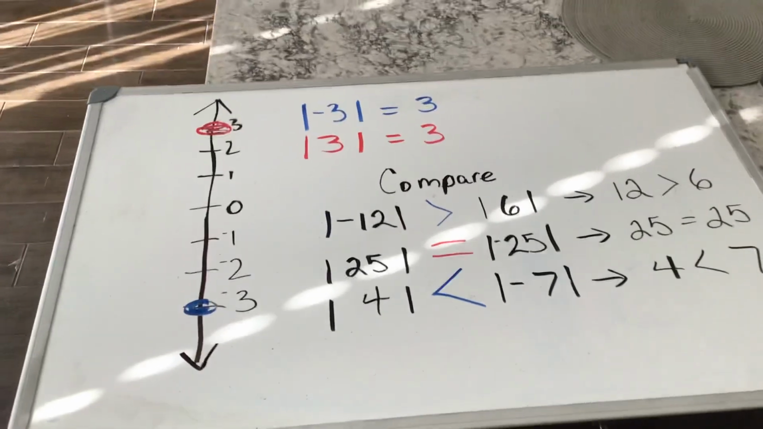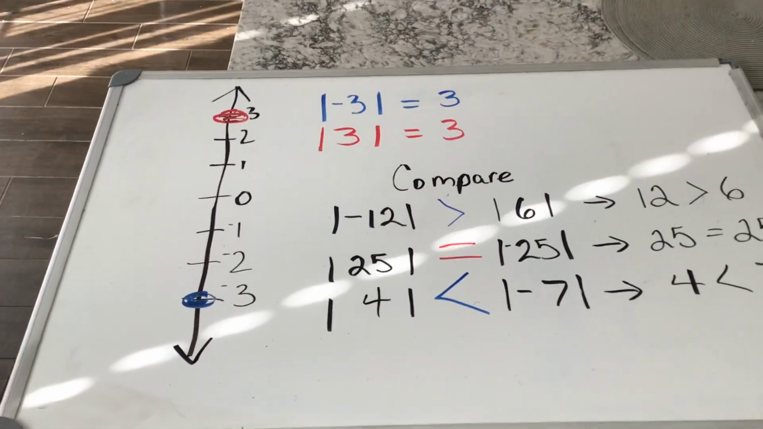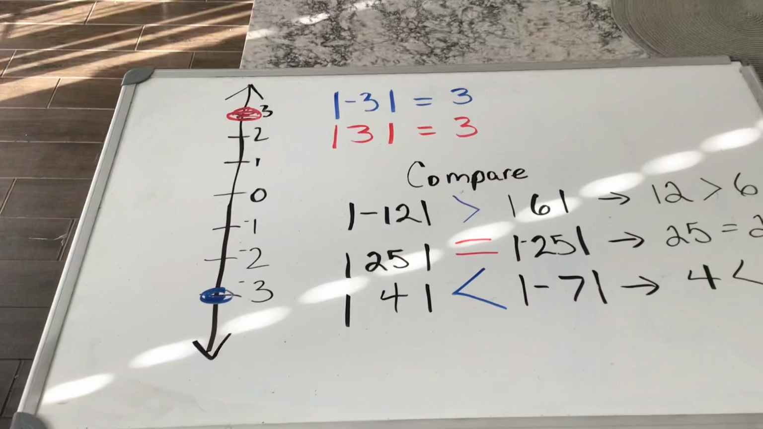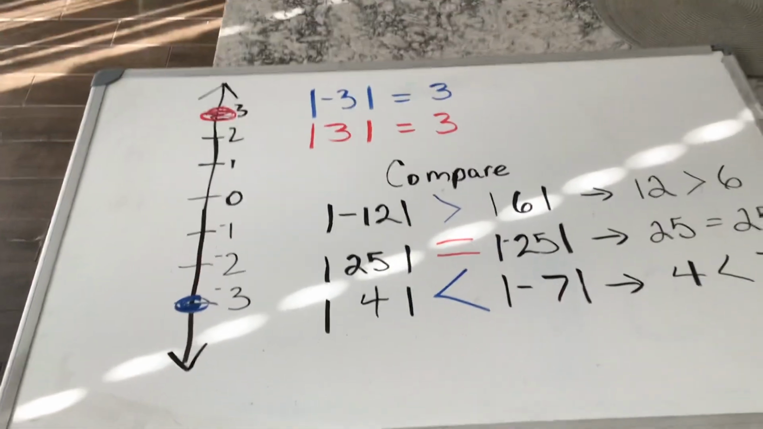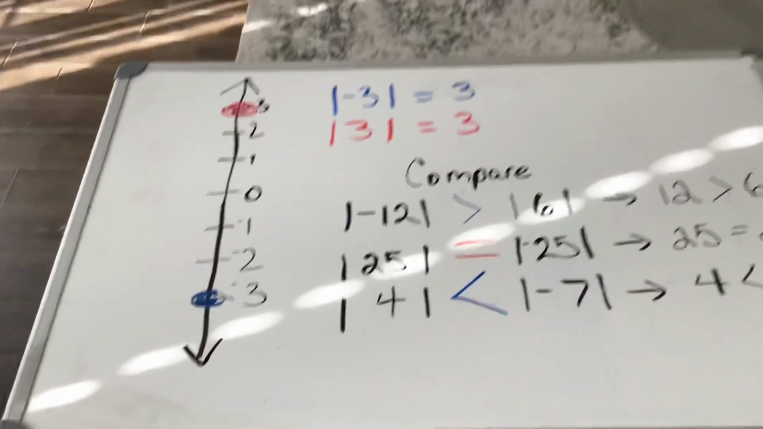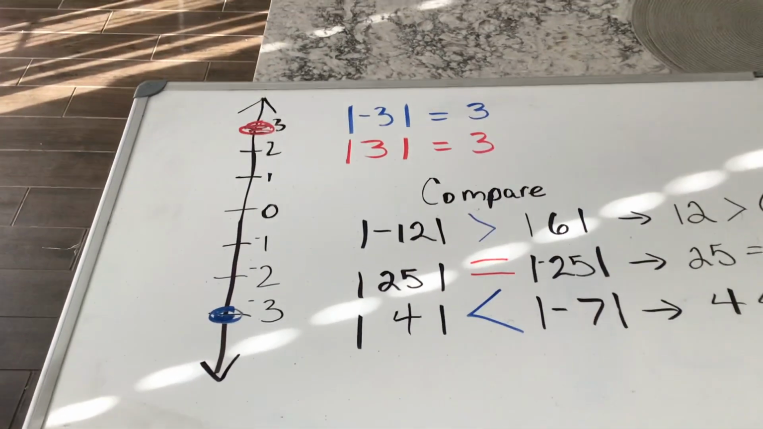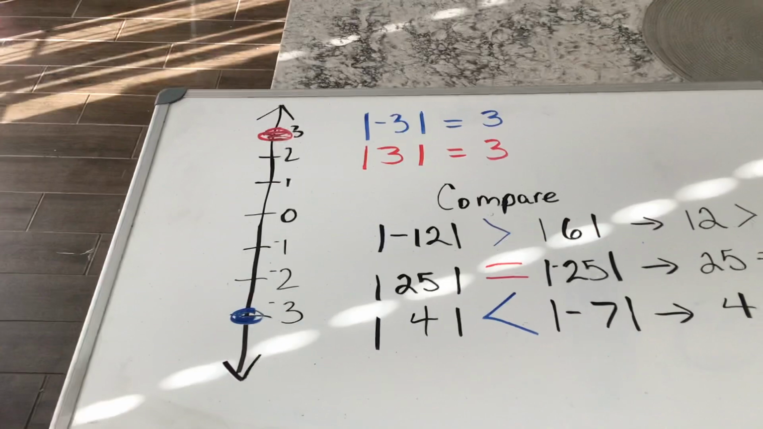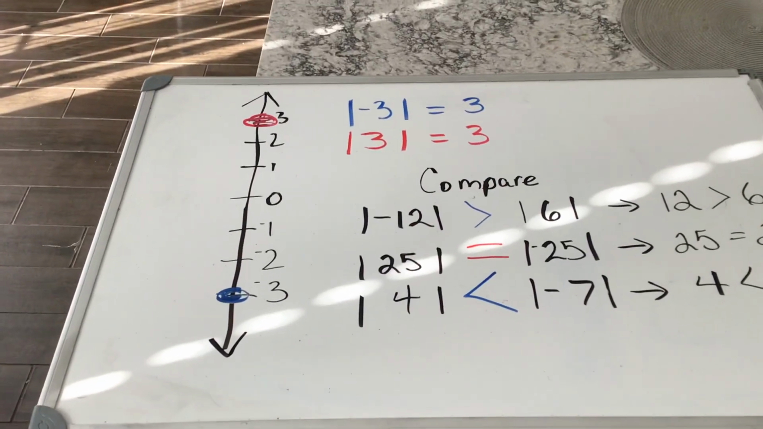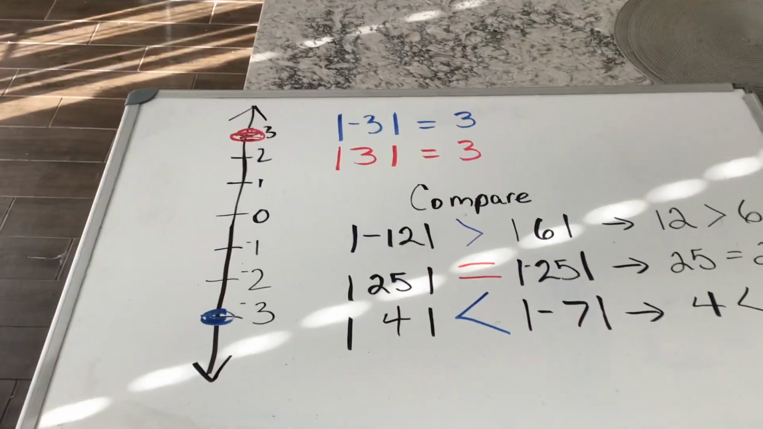As you can see, I have a negative 3. I take the absolute value, and that becomes 3. When I take the absolute value of positive 3, that's also going to give me an answer of 3, because I'm measuring the distance from 0 to 3.